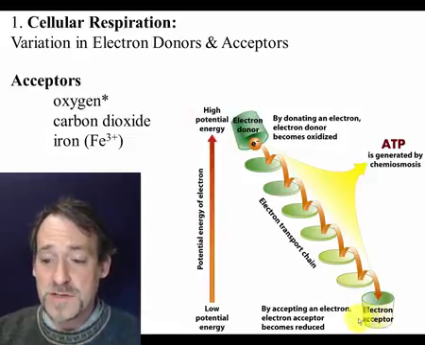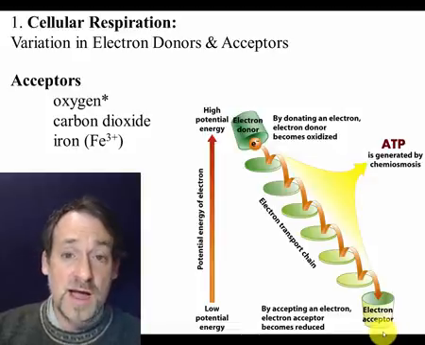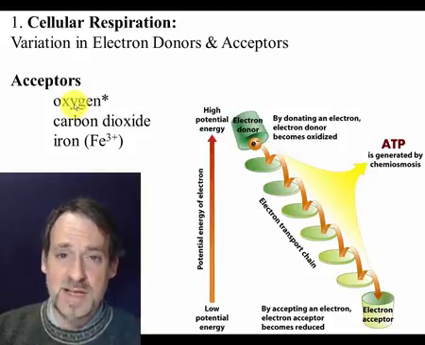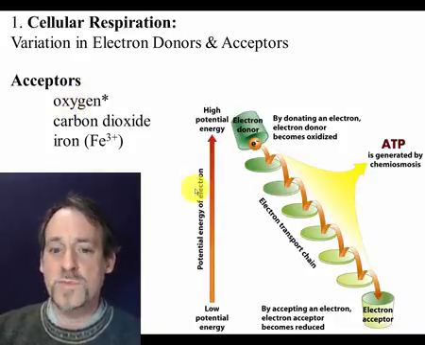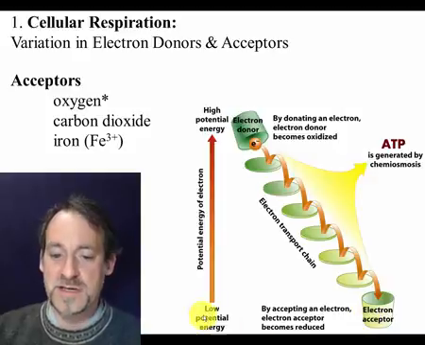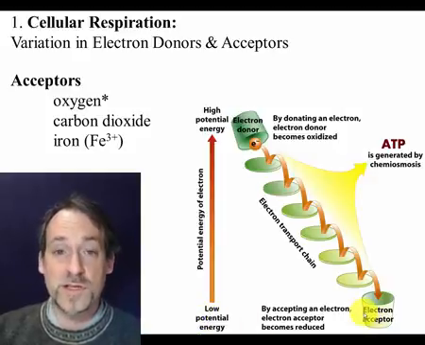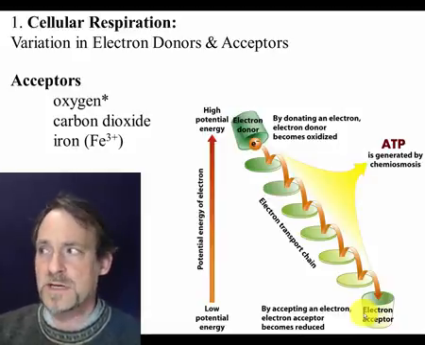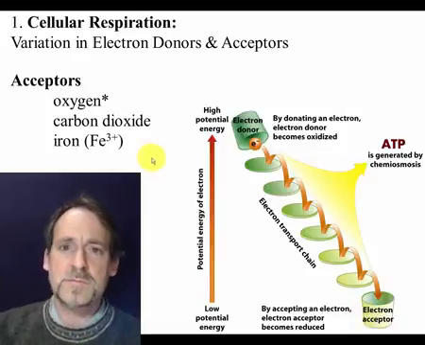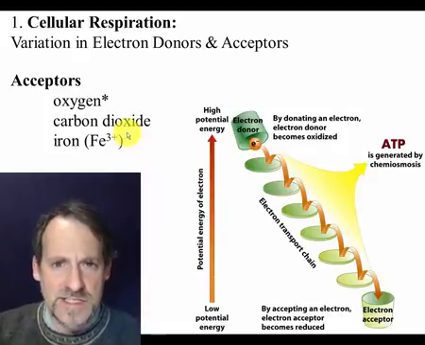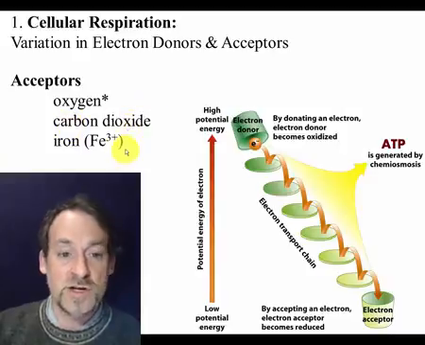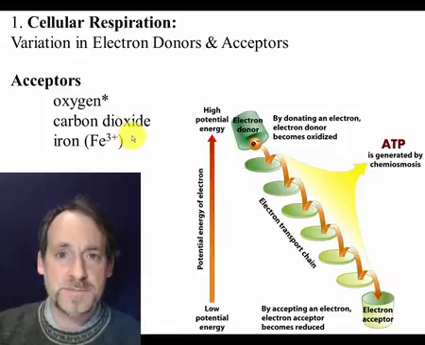Similarly, the compound down here at the bottom can be quite different. Oxygen is an especially good electron acceptor. Oxygen really likes electrons, and so when electrons are with oxygen, that's a state where they have very low potential energy. So oxygen is capable of accepting electrons from a huge variety of donors. However, if you haven't got access to oxygen, and some organisms don't, you can use things like carbon dioxide or certain iron ions in its place.